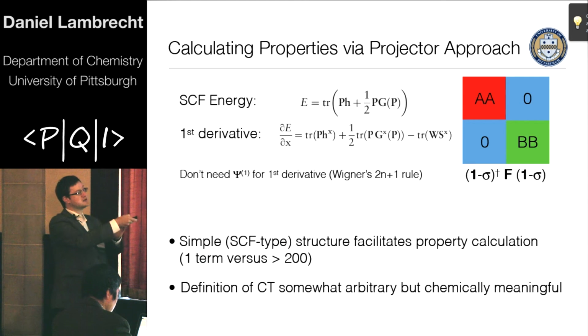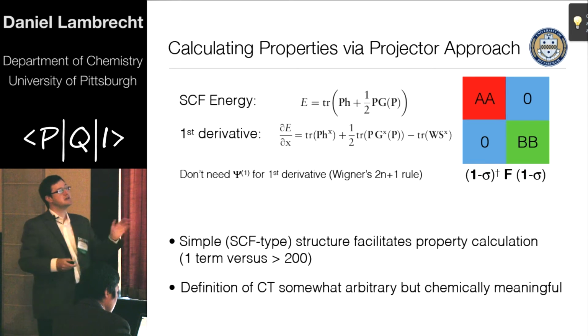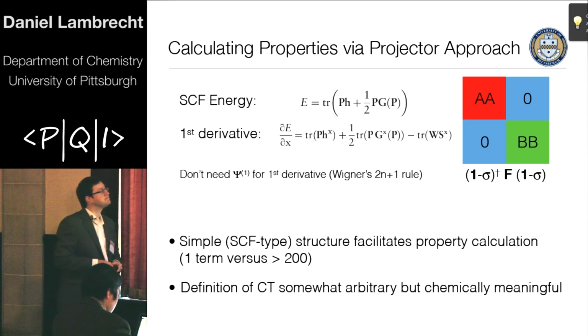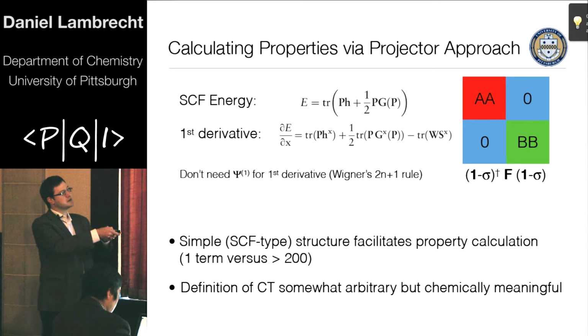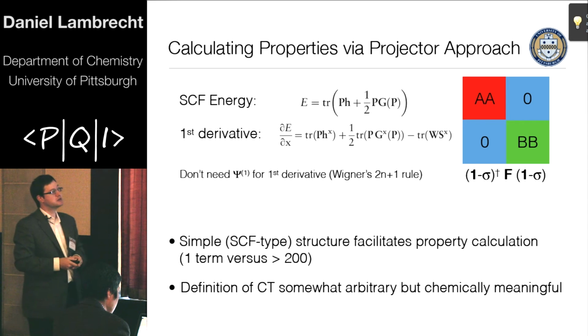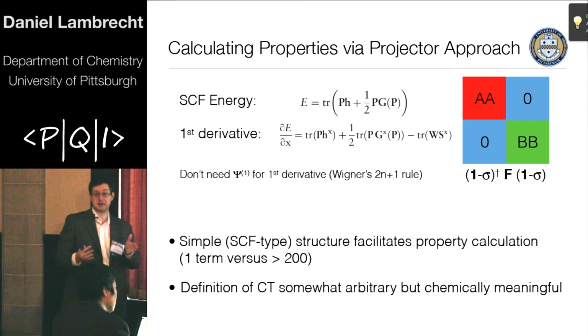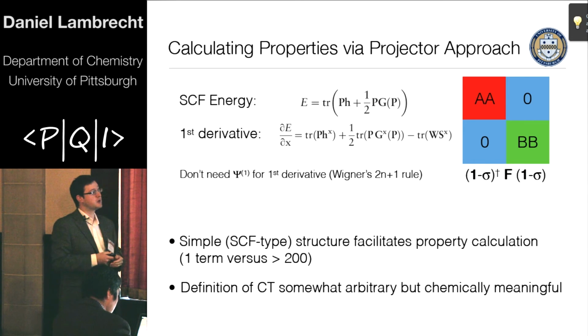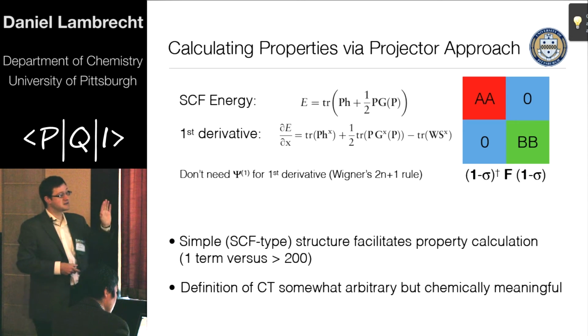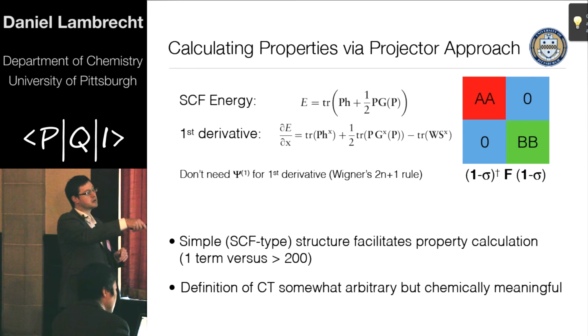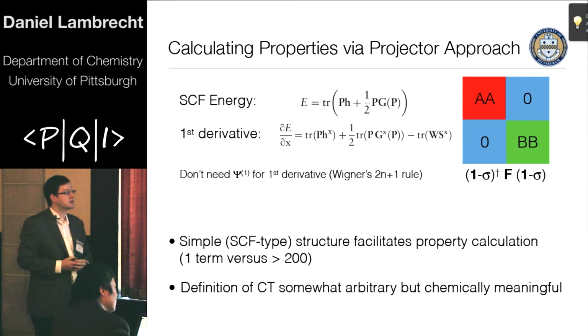As I said, this is just an SCF type approach, where the SCF type energy is just the trace over the density matrix times some operators. If we take the first derivative, we just get one additional term, and the reason is simply that we start out with a 0th order wave function that is SCF type, and according to Wigner's 2n+1 rule, in order to get up to first derivatives, we only need the 0th order wave function. So this is all that we need to get first order derivatives. This is much easier. We get just one additional term as opposed to more than 200.